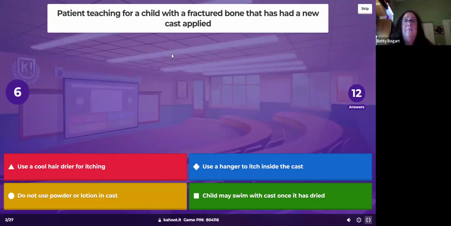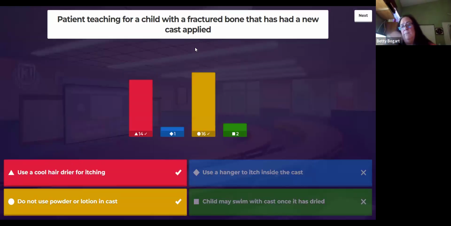One of the things that, working in an ER with children and getting casts, especially since I live in South Florida, is that children many times fracture their bones right before summer break or right as summer break starts, and they want to go swimming. And many of us have pools in our backyard.